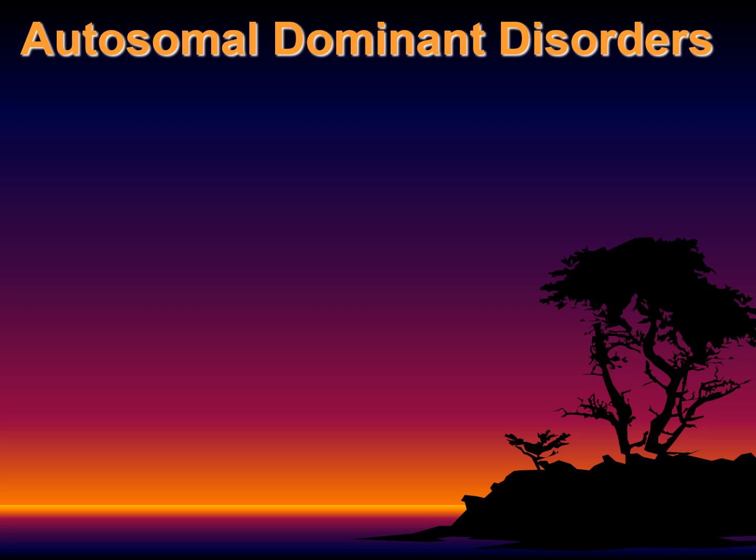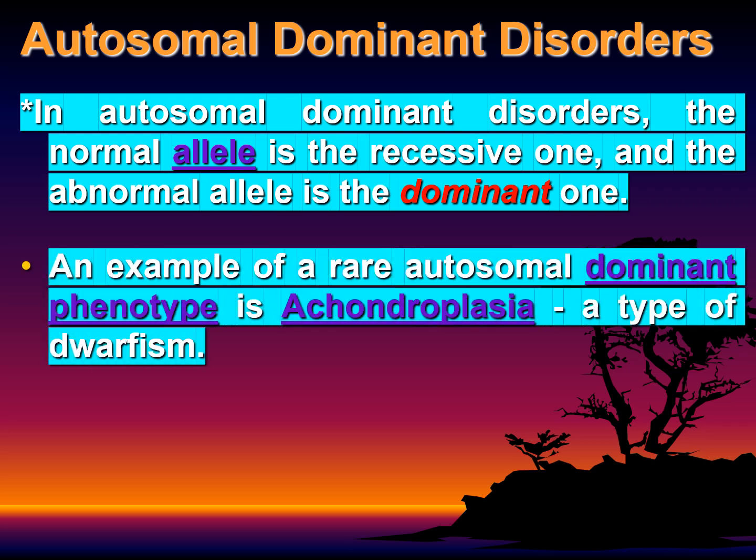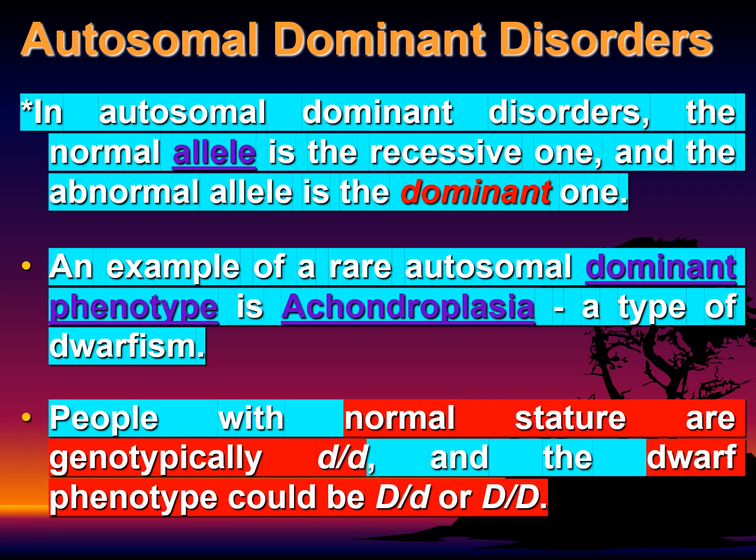So let's now take a look at autosomal dominant disorders. In this situation, the normal allele is actually the recessive one, and the abnormal allele is the one carrying the dominant gene. This is a complete reversal of the autosomal recessive disorder. A typical example is the rare autosomal dominant disease condition called achondroplasia, which is a type of dwarfism found in animals.